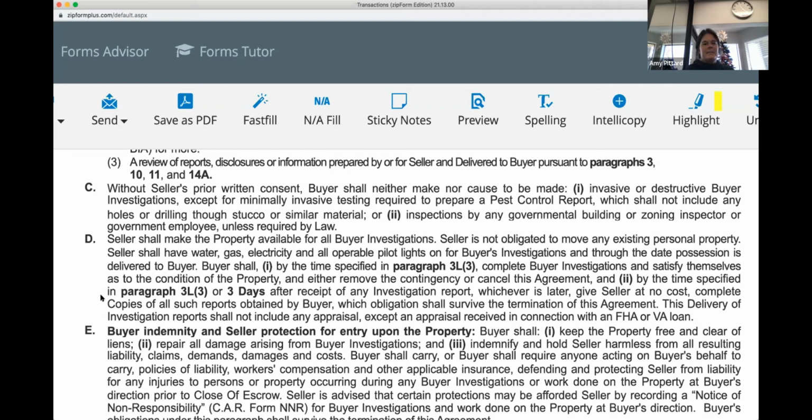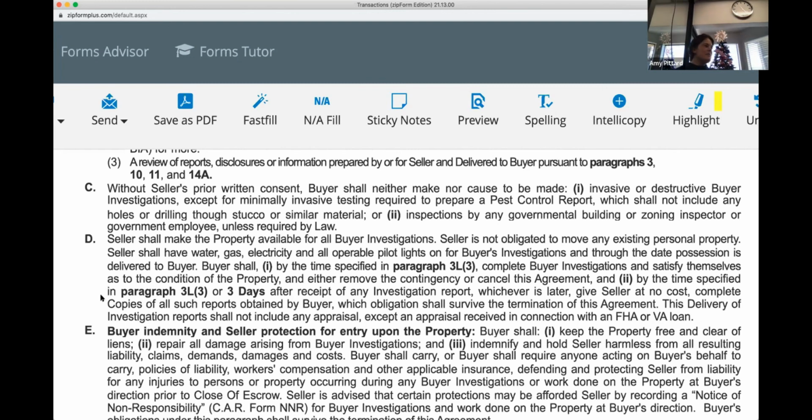Okay. Buyers shall, by the time specified in paragraph 3L3, complete buyer investigations and satisfy themselves as to the condition of the property and either remove the contingency or cancel this agreement. And 2 is, by the time specified in paragraph 3L3, I skipped back up a line, I apologize, or 3 days after receipt of any investigation report, whichever is later, give seller at no cost complete copies of all such reports obtained by the buyer, which obligations shall survive the termination of this agreement. This delivery of investigation reports shall not include any appraisal except an appraisal received in connection with an FHA or VA loan. So they've clarified this very nicely.